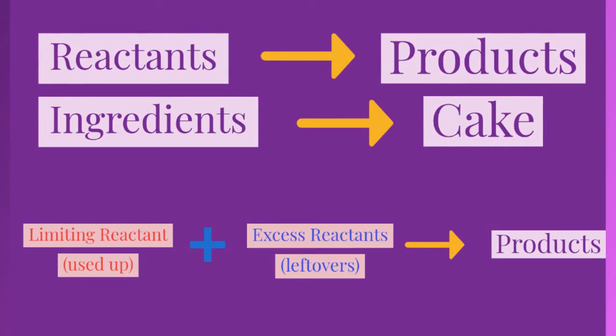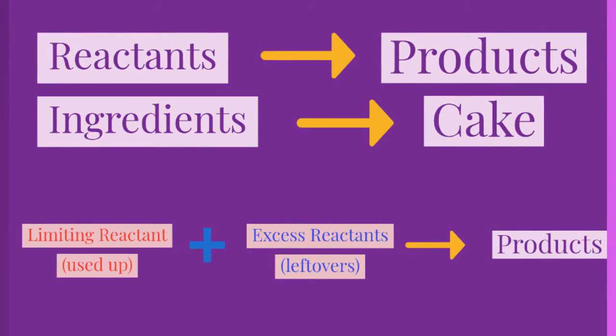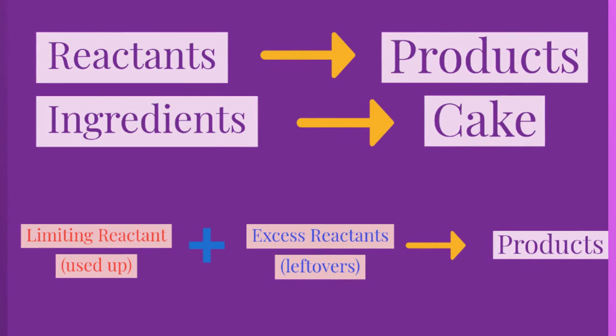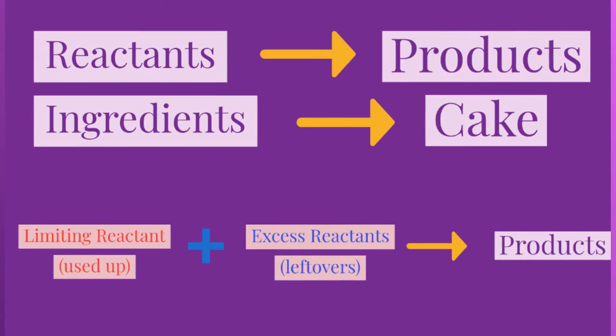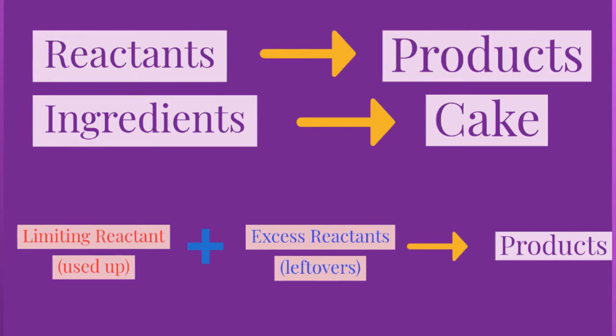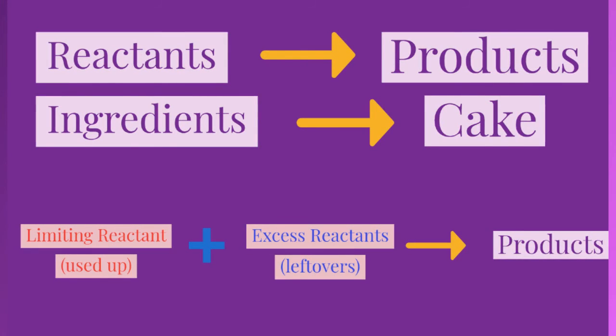In chemistry, reactants come together to form products. The reactants in our case are the ingredients we use to make the cake, which is our product. To break this down further, reactants or ingredients can be broken down into limiting reactants or excess reactants, which come together and rearrange to form products.